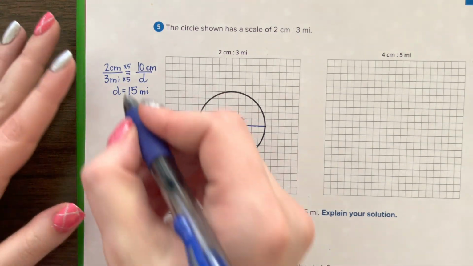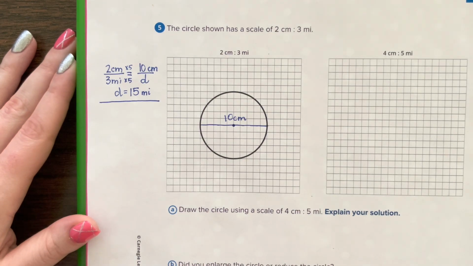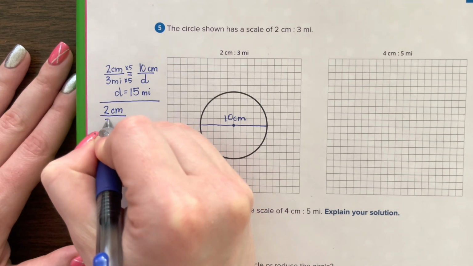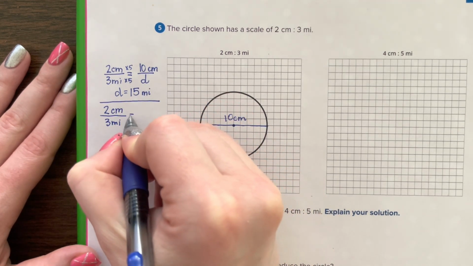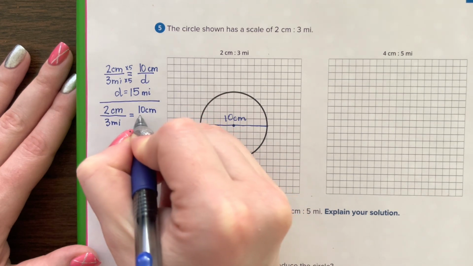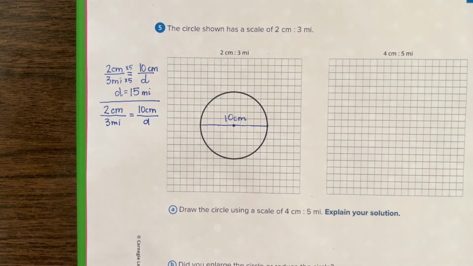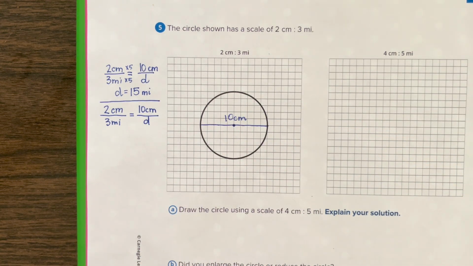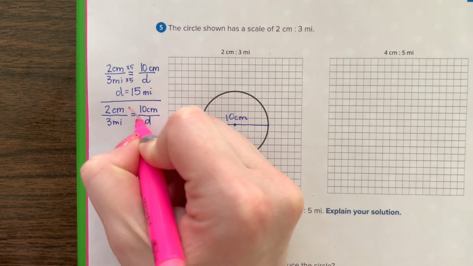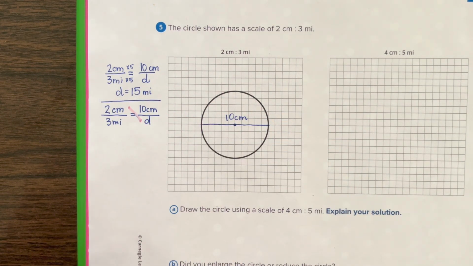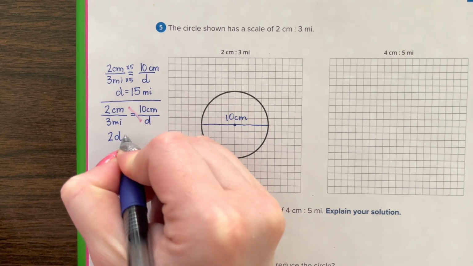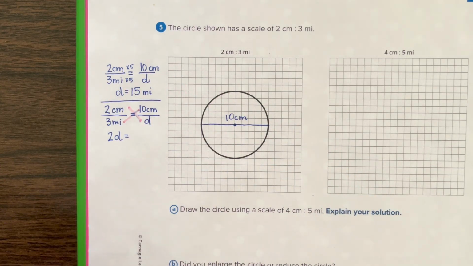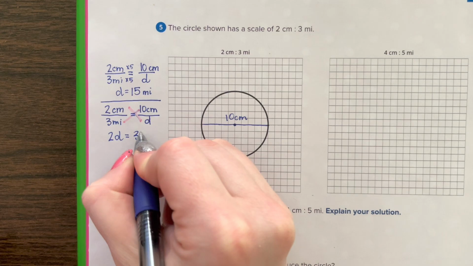Now let's say we don't have some nice pretty numbers. We have a second option. So I'm going to rewrite the original proportion. So 2 centimeters over 3 miles equals, and then 10 centimeters over the diameter. Well, what we can do as a second option is we can cross multiply. So we're going to multiply across, so we have 2 times D, which gives us 2D, and then equals, now we multiply the other way. So 3 times 10, which gives us 30.